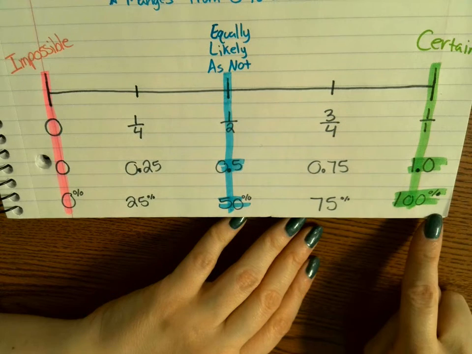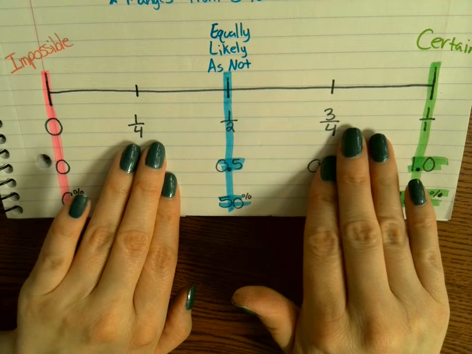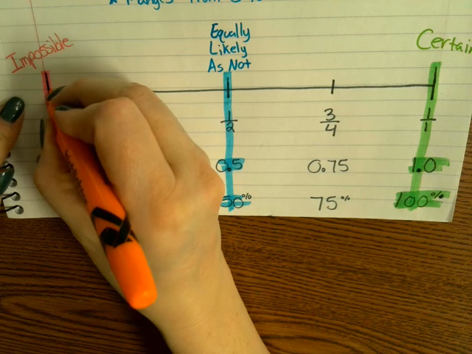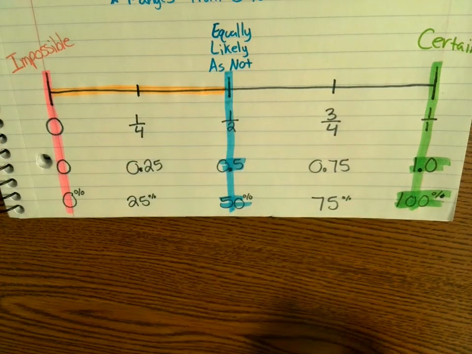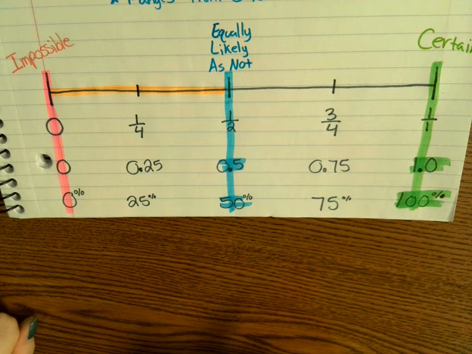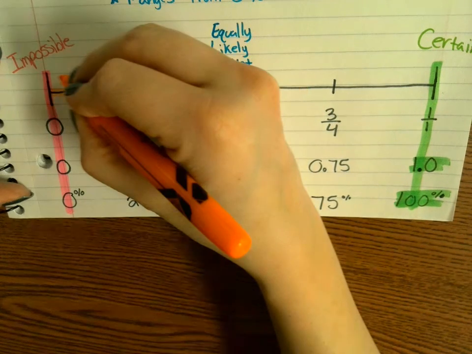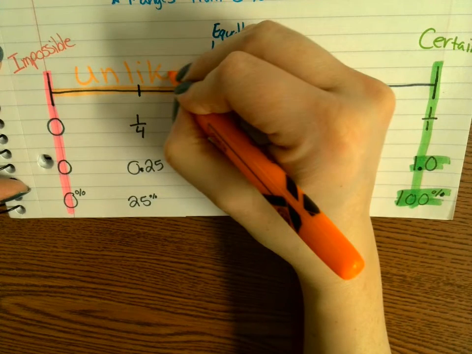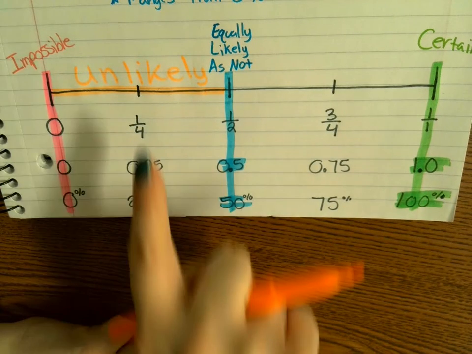These other two categories are ranges of events. So if I have a probability that is greater than 0, but it's less than 50%, we call this entire range here unlikely. So I'm not even going to highlight just this because it's not a specific number. It's a range of numbers.